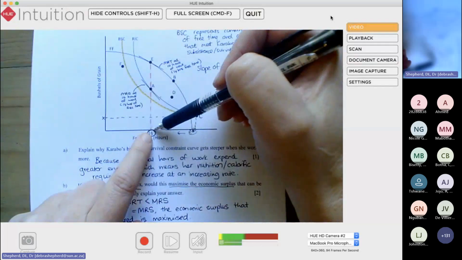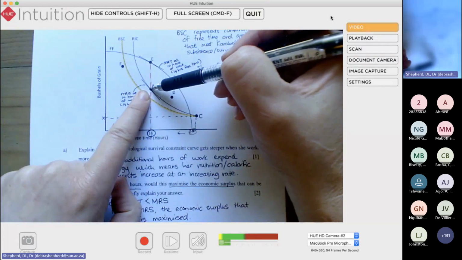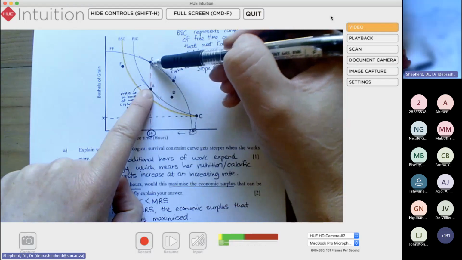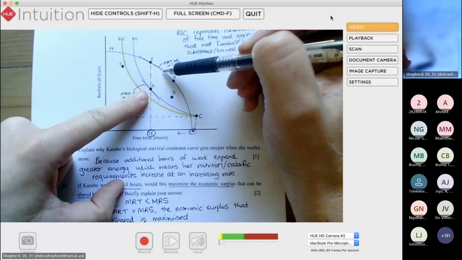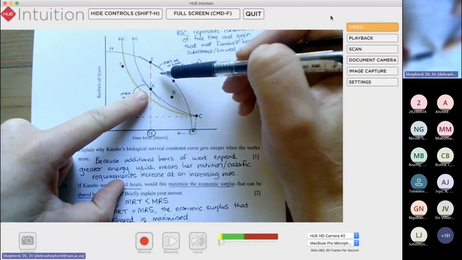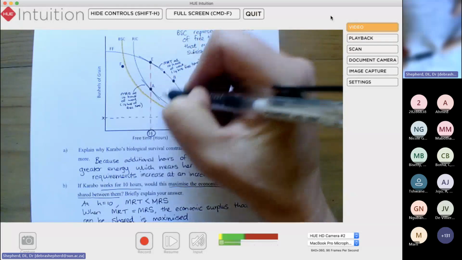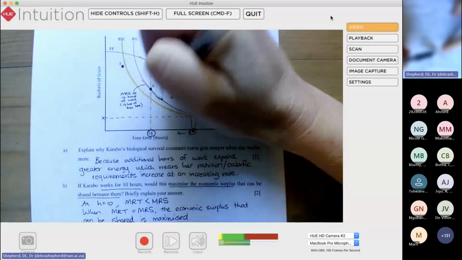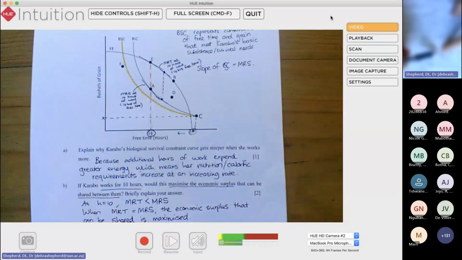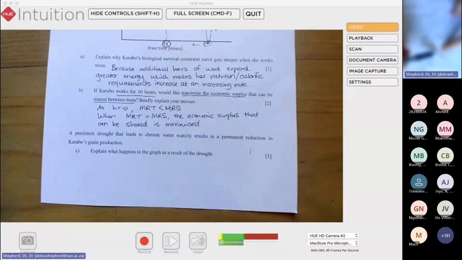So if she worked 10 hours, he would try and get the allocation to be A, which means he would get to keep the difference between E and A. But we can see that that distance could be bigger if she works less. So we would find that the vertical distance between these two curves would be maximized when the slopes are identical. And that's going to be the point where we get Pareto efficiency. Okay, let's just quickly do C and D, and then I'll come back to Pareto efficiency.